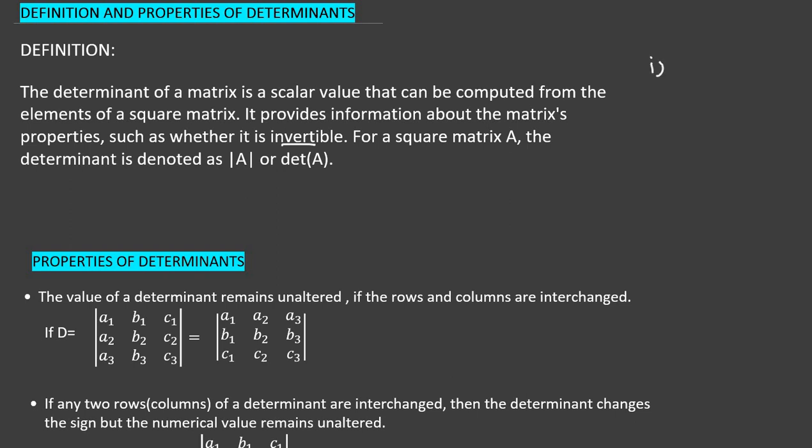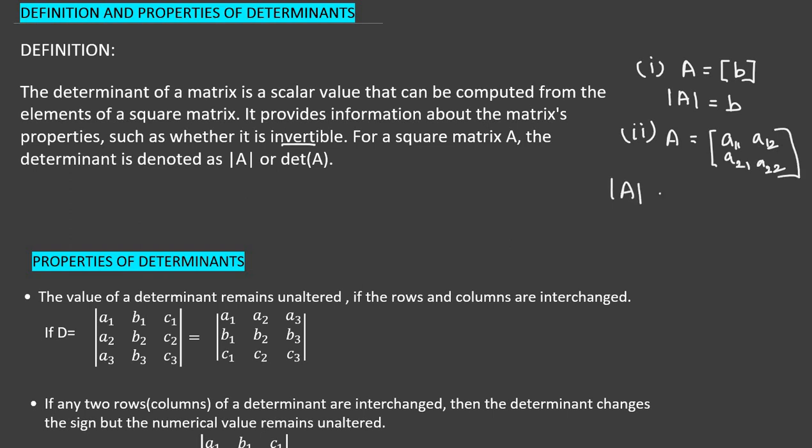For example, we take a matrix A which has only a single element, that is, it is of order 1, and then the determinant of A will be just equal to that element. Next, if A is a square matrix of order 2, with elements a11, a12, a21 and a22, then the determinant of A will be equal to a11 into a22 minus a21 into a12.